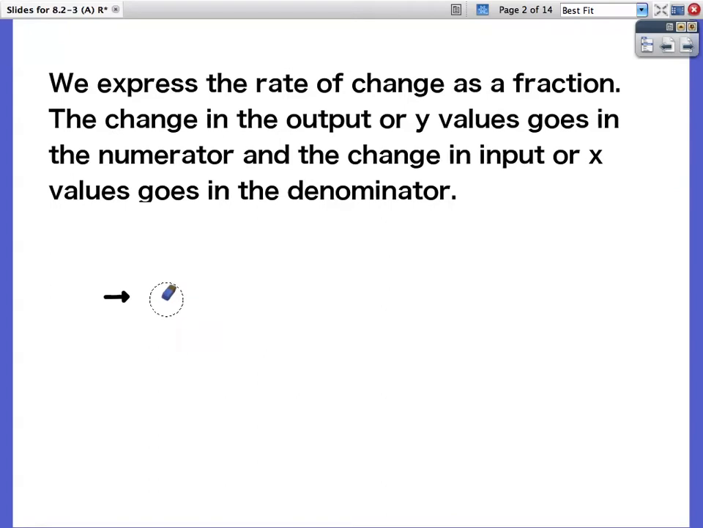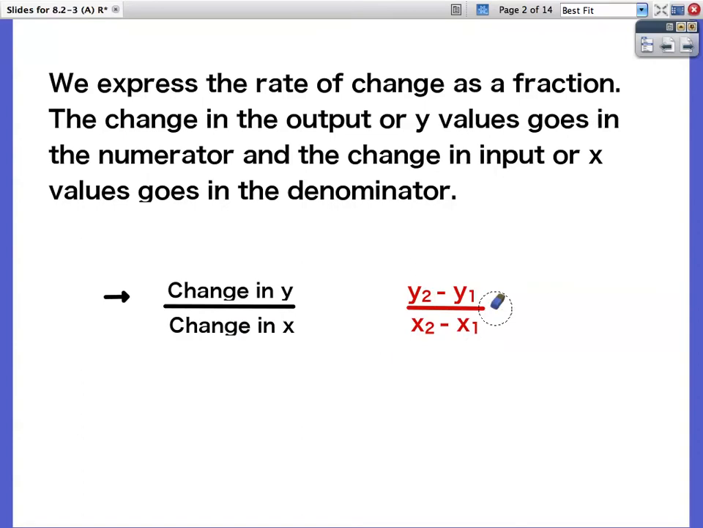We express the rate of change as a fraction, and the change in the output, or y values, goes in the numerator, and the change in input, or x values, goes in the denominator. In other words, we say change in y over change in x. And one formula that I want you to write down, because we're going to be using it a lot this unit, is y2 minus y1 over x2 minus x1.